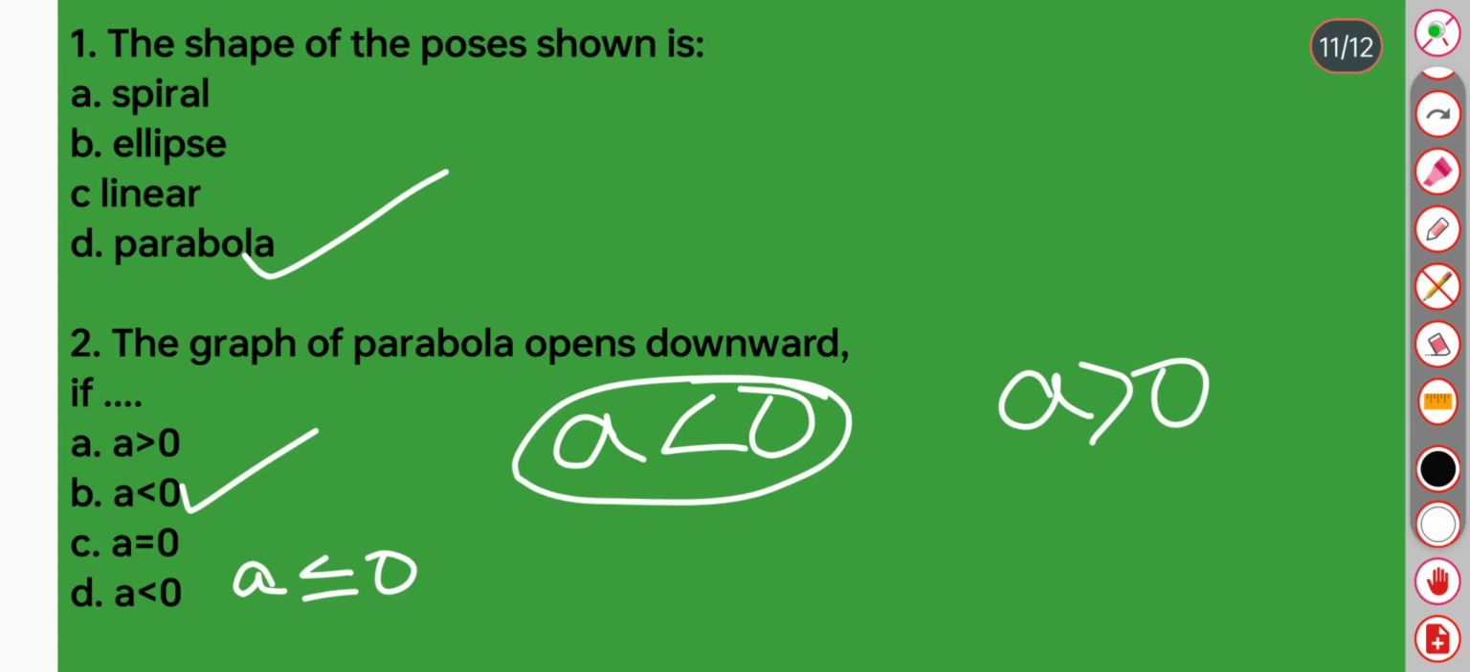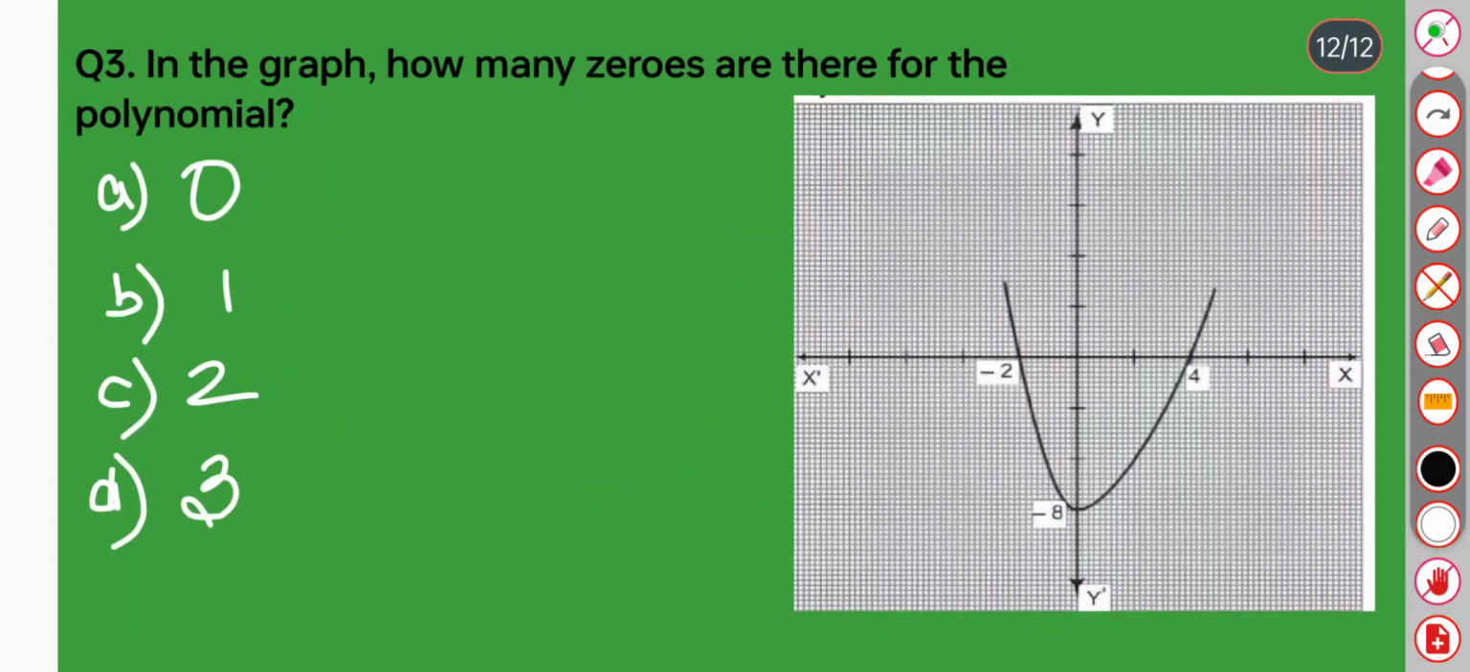Okay, so let's see the next question. See what is given. In the graph, how many zeros are there for the polynomial? By looking at the graph, we need to say how many zeros there are. It is very easy. If you observe, the graph is intersecting at 2 points. That means it has how many zeros? 2 zeros. That is option number C. Option number C is the correct one.